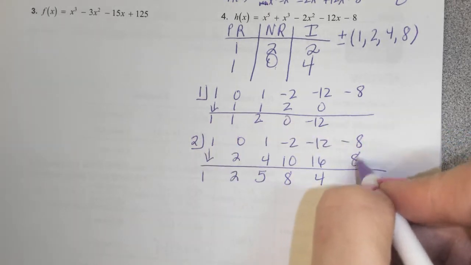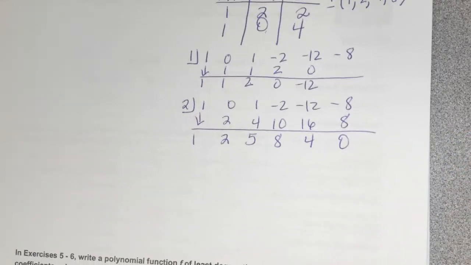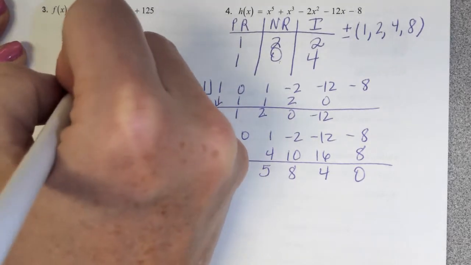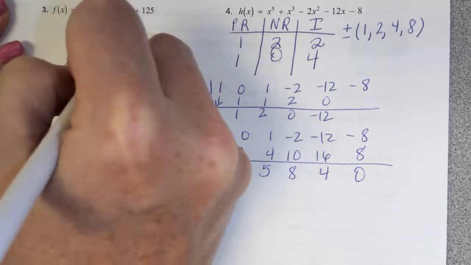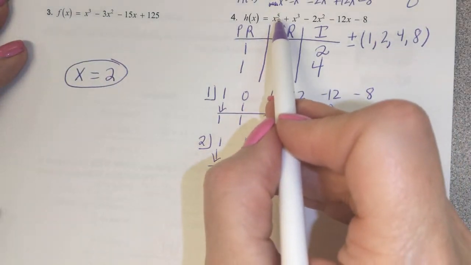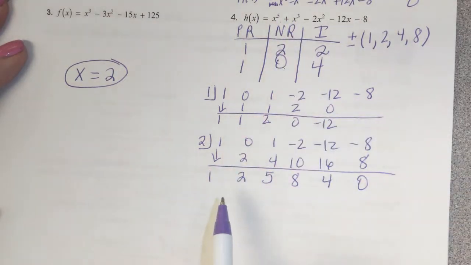Oh, that's going to work. Good. Okay, so there we go. That worked. So now I have one of my zeros. X equals 2 is one of my zeros. How many zeros do I have to find? 5. Okay?